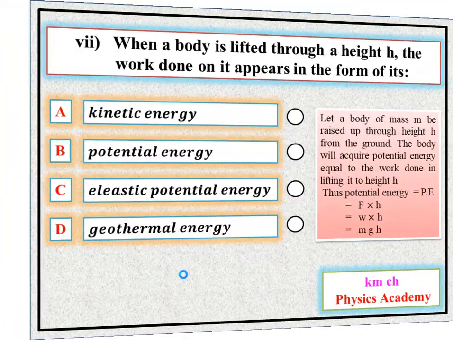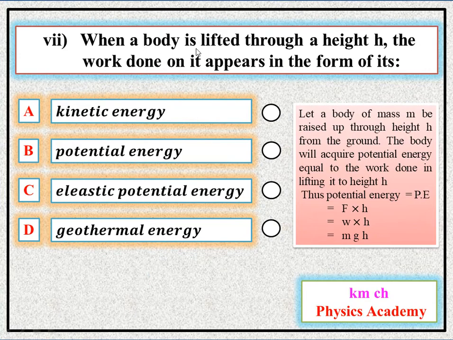Question number 7. When a body is lifted through a height h, the work done on it appears in the form of its option A kinetic energy, option B potential energy, option C elastic potential energy, and option D is geothermal energy. So let a body of mass m be raised up through height h from the ground. The body will acquire potential energy equal to the work done in lifting it to height h.